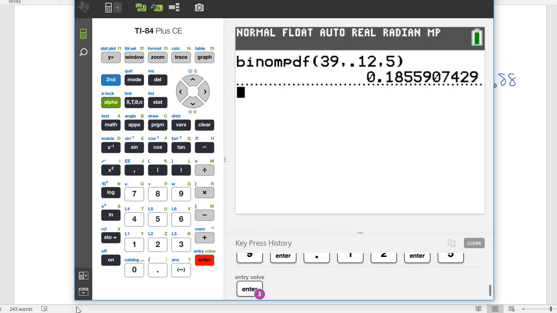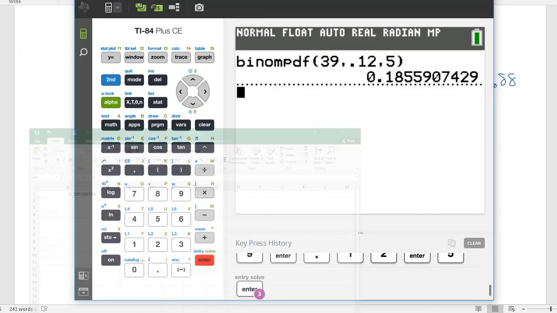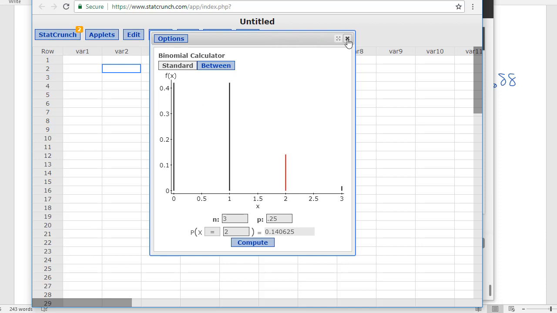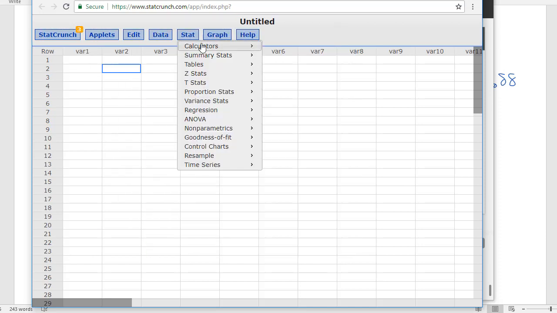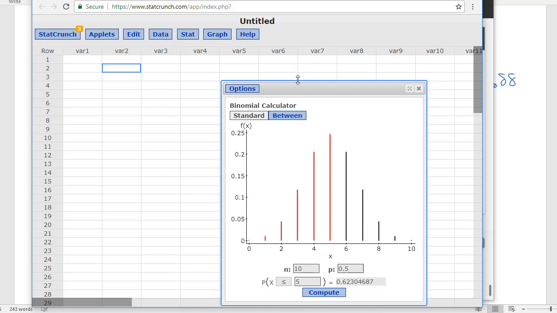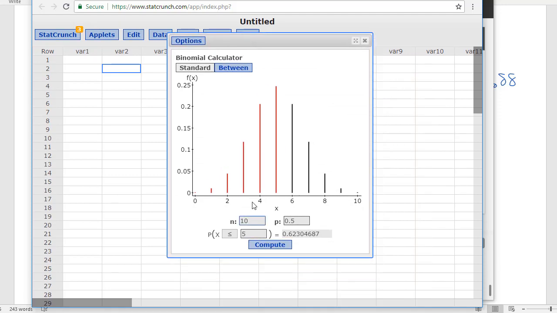Again, if I'm using a proprietary piece of software like MyStatLab, I'm going to go to stat calculator, binomial, and I'm going to type in all the information that we just did in those prior two.